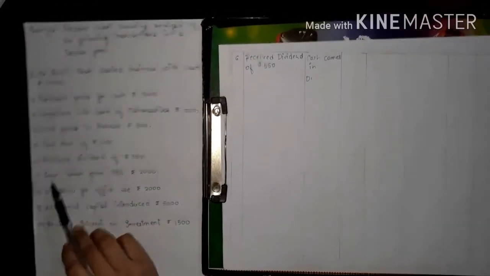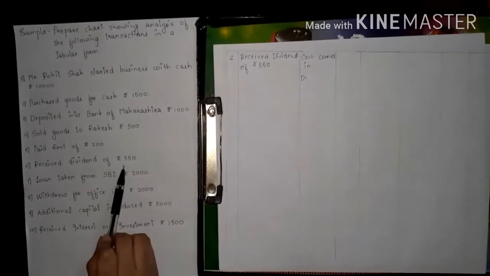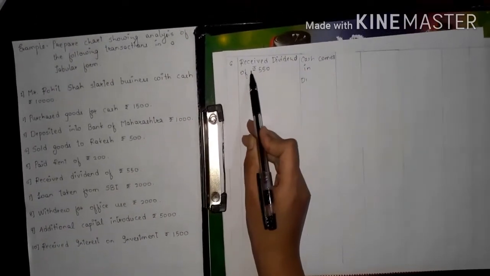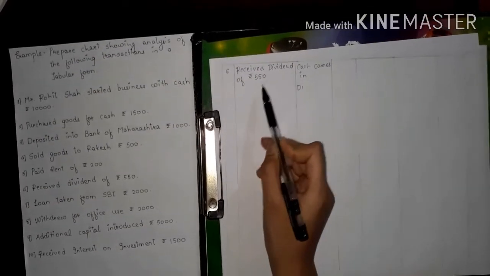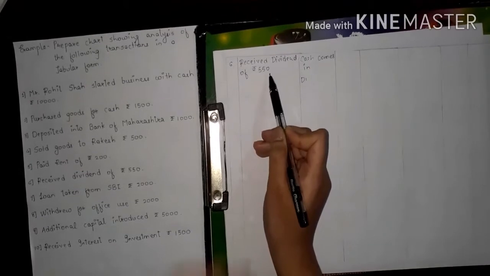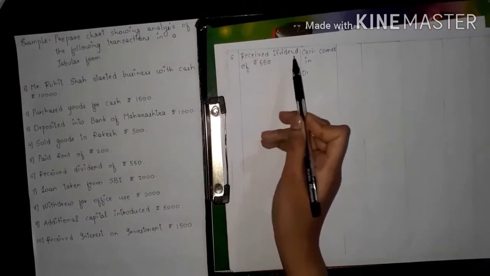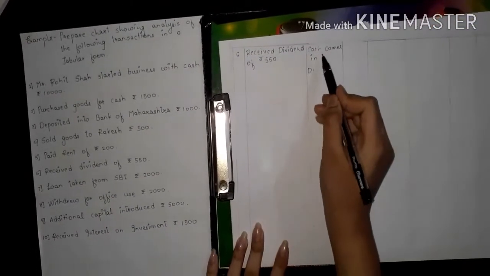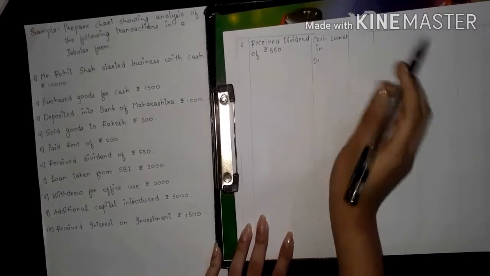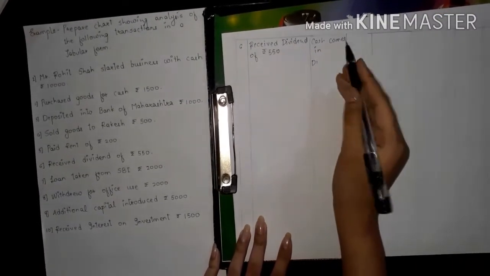Sixth transaction, received dividend of rupees 550. Okay, we will write here sixth. I have already written sixth, received dividend of rupees 550. Now we have received that dividend in the form of cash. So here I have written cash comes in the business. I have written in the short form, so consider that.